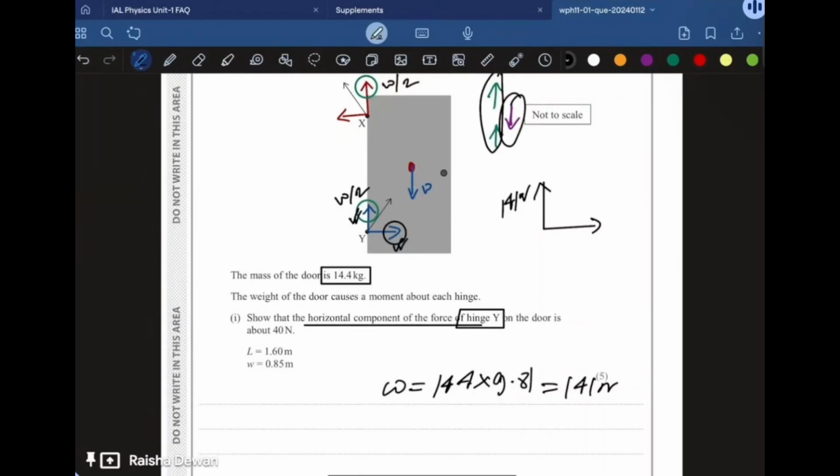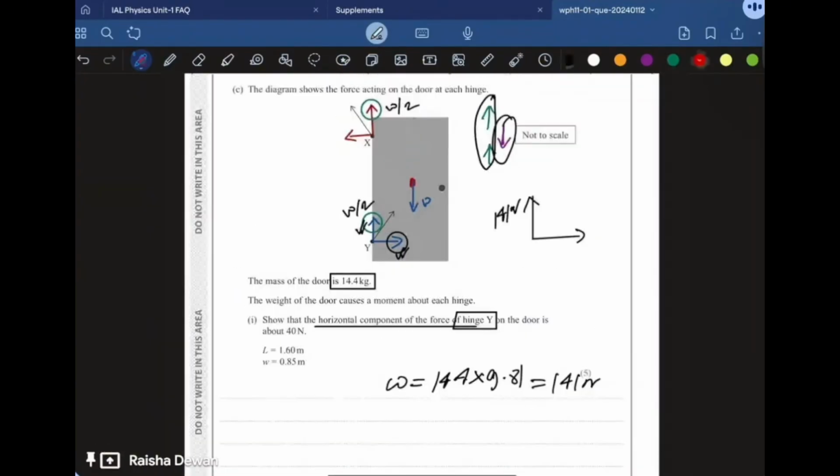Now we just need to figure out our horizontal component. So to figure out the horizontal component, we will have to use moment. We know total clockwise moment is equal to total anti-clockwise moment. So here our clockwise moment is going to be our weight. What I will do is I will take X as our pivot. Okay, we will take X as our pivot. So if we take X as our pivot, now the weight is going to be our clockwise moment and this is going to be our anti-clockwise moment.